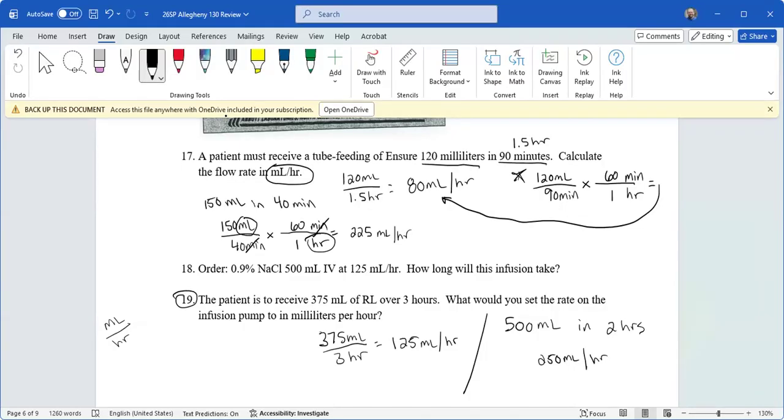Go ahead, Mackenzie. So I did get that answer, the 225 per hour. But if the order says 150 in 40 minutes and we set it to 225 per hour, they're going to get 225, right? Good question. So, no, because there's only 150 milliliters available for them to receive.